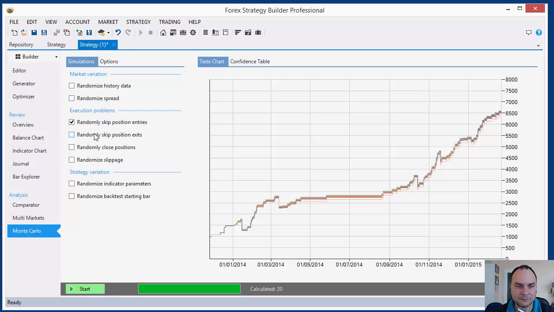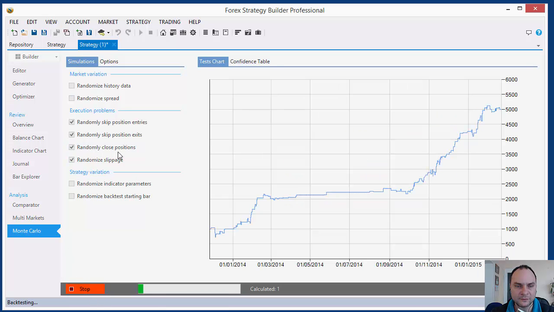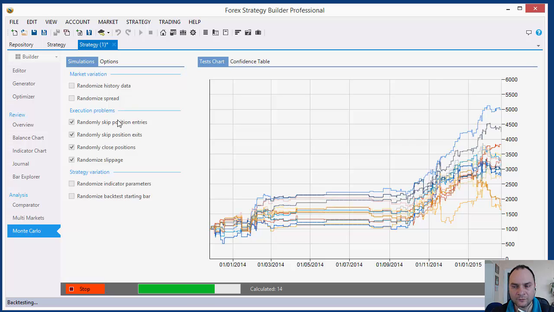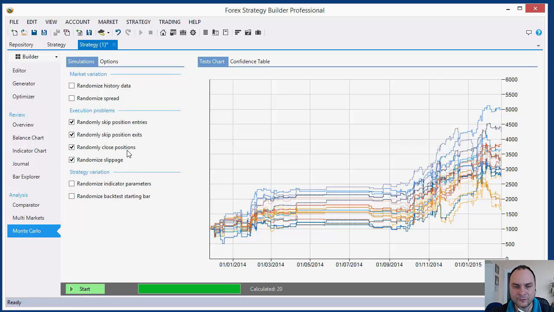Let's try what will happen with these execution failures. They have a great impact sometimes. And now I switched on all simulations, all failures possible, and I don't see a big problem. Even when all simulations are turned on, the strategy makes a profit because it starts from €1,000. Actually, it's not too bad.